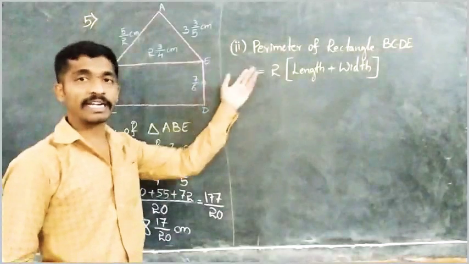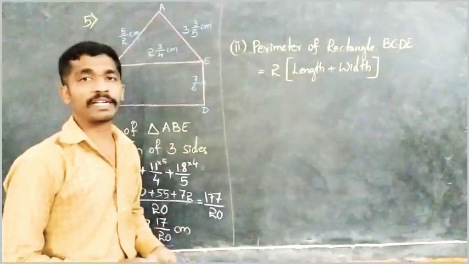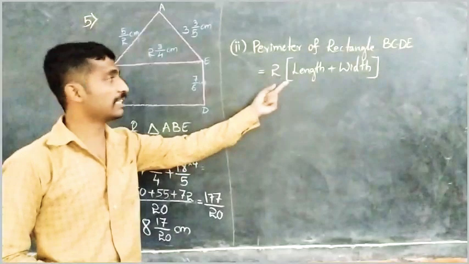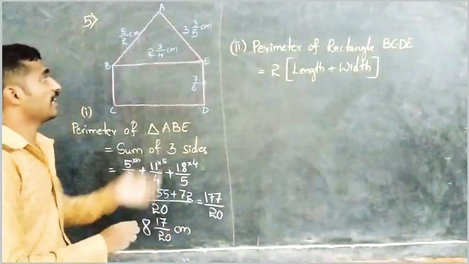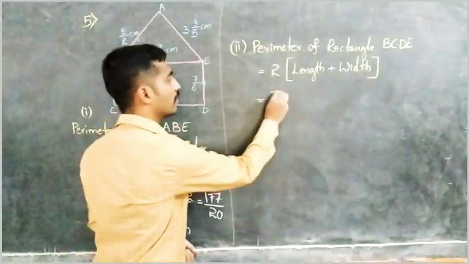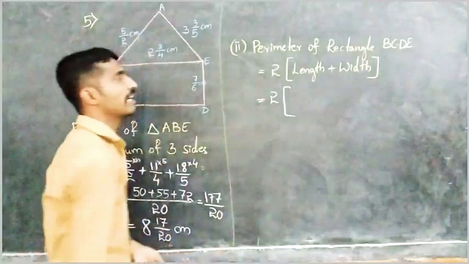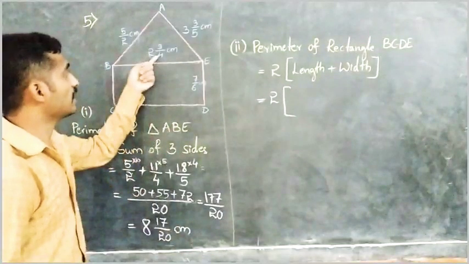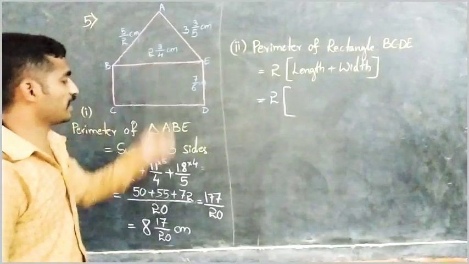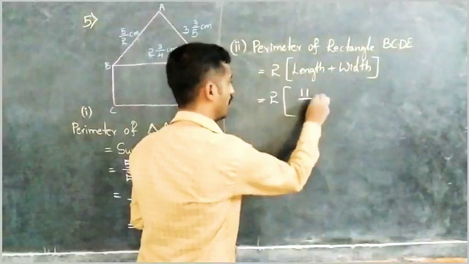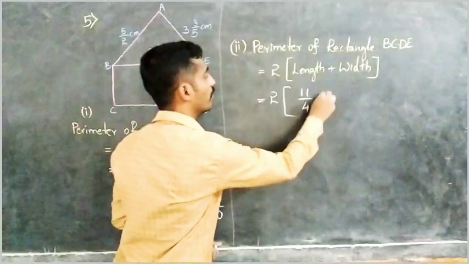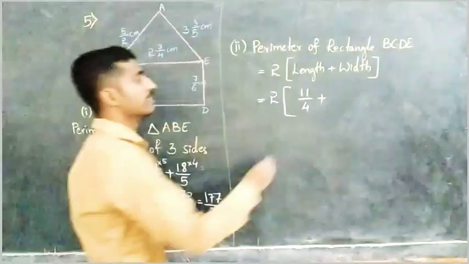Now the second question, the perimeter of rectangle, that is BCDE. So our formula is 2 into length plus width. So what is the length? Length is here 2 integer 3 by 4. To make it improper, 4 2s are 8, 8 plus 3 is 11. So it will be 11 by 4 plus 7 by 6.